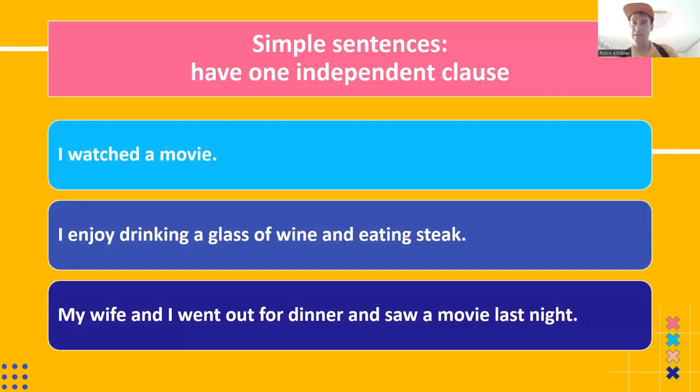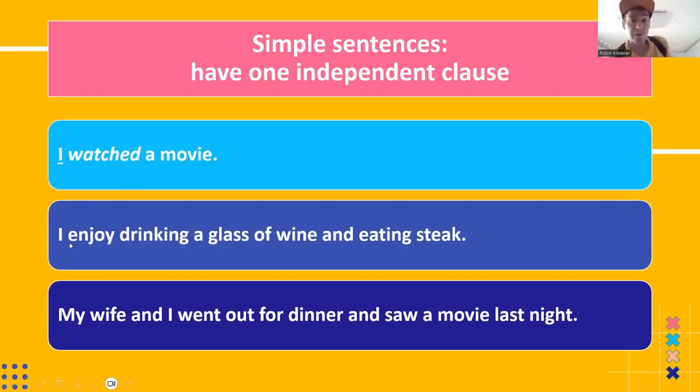These three sentences are simple sentences. Each of them has one independent clause, one complete thought. So as you can see, subject, I watched, verb, what did I watch? A movie. That's the object of the verb. That is a complete thought.